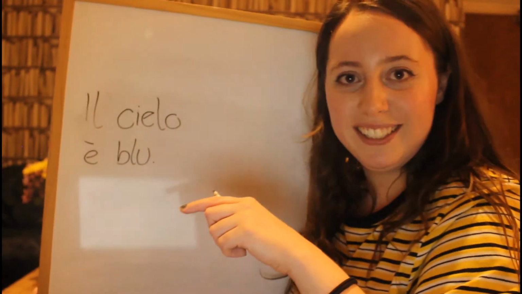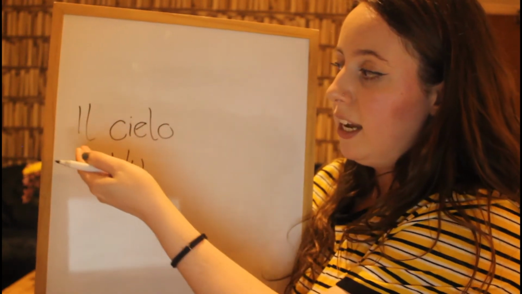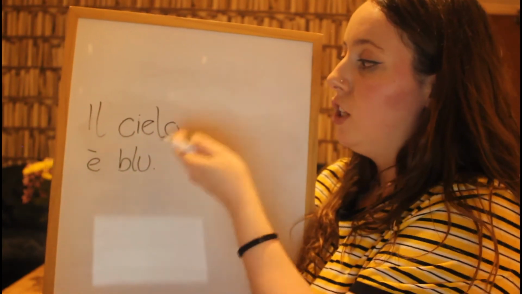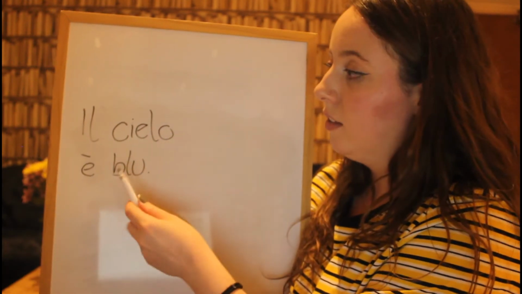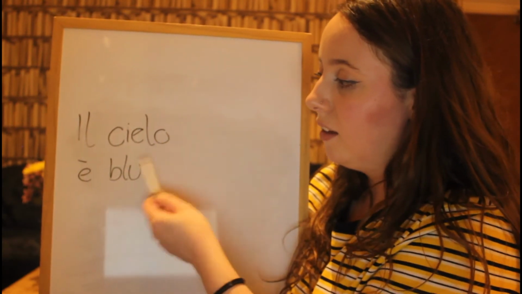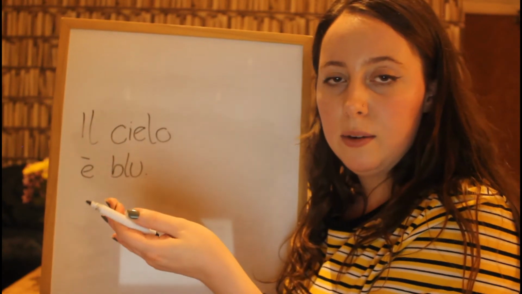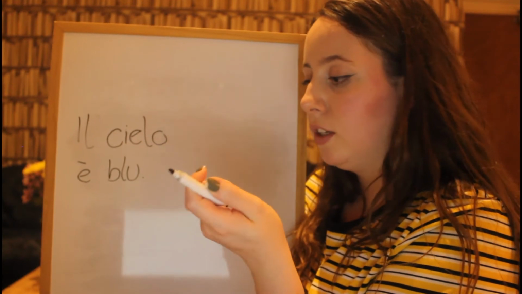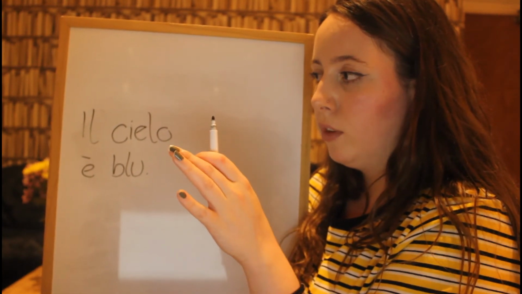Just making sure you can see the whole thing. And as you can see, it's not la, because the gender of cielo is not feminine. This sentence says the sky is blue, and the gender system in Italian and a lot of other languages that use it have some rules to an extent.